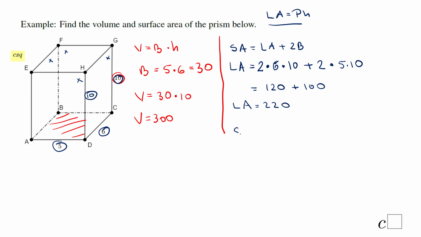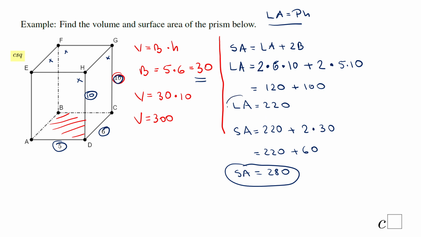Now we're going to move to the surface area, and I'm going to use the formula I just said before. LA, lateral area, 220 plus 2 bases. 2 times, and you remember the base we did here is 30. So we're going to have 220 plus 60, and that will be 280 square units. Very important, the surface area and the lateral area are measured in square units, since the volume is measured in cubic units.